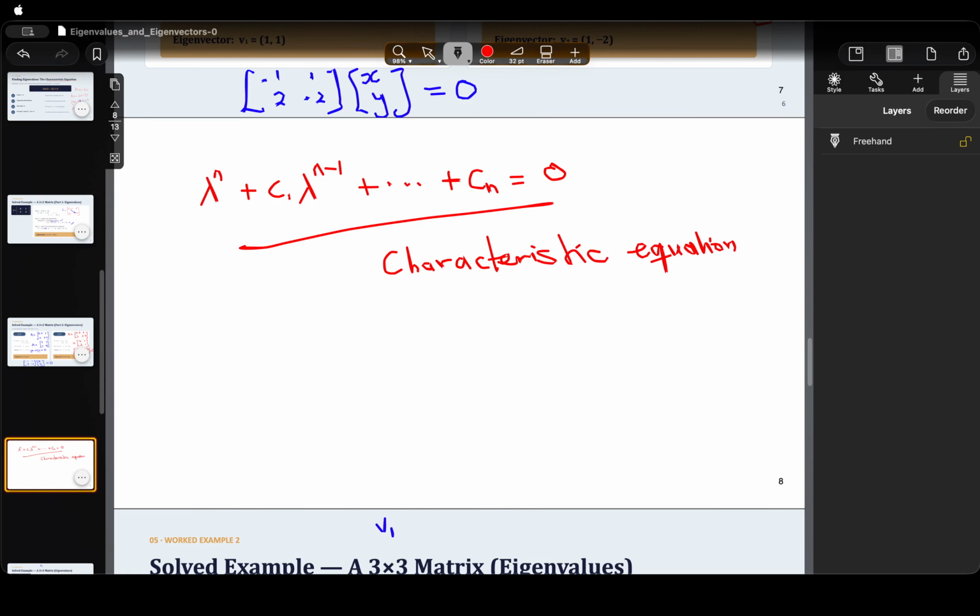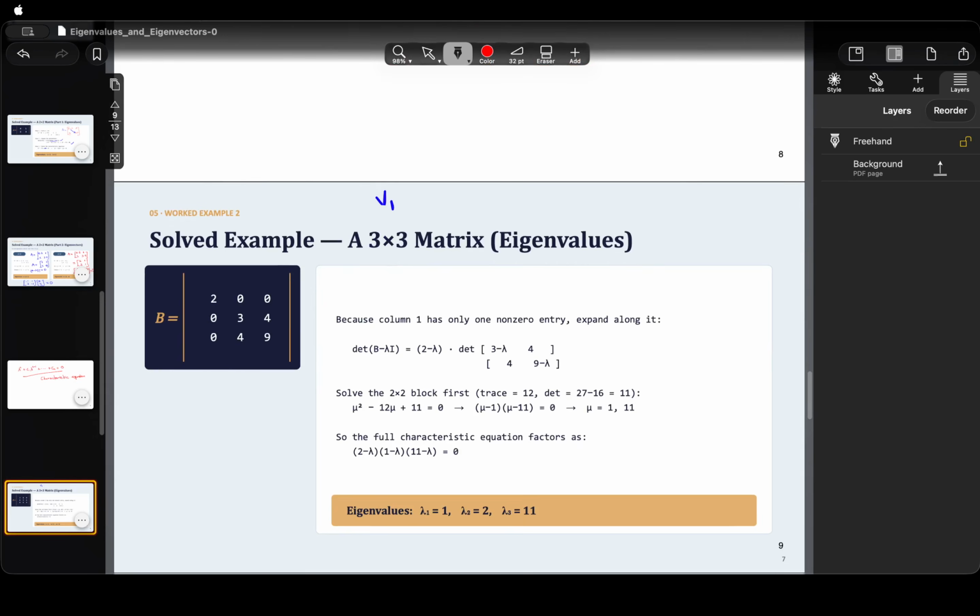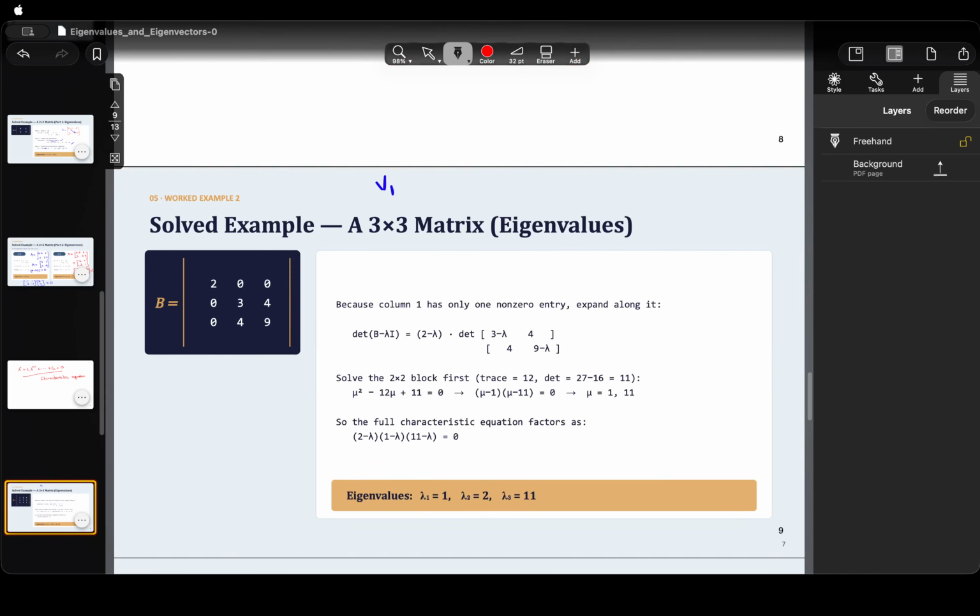So what we did earlier was an example for a 2 by 2 matrix, and let's take an example of a 3 by 3 matrix as well. If I'm given a matrix B to be equal to this, and I want to find the eigenvalues of the matrix, what I need to do is write the characteristic polynomial of A.